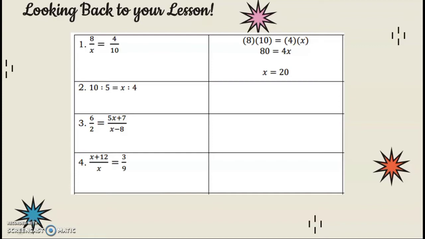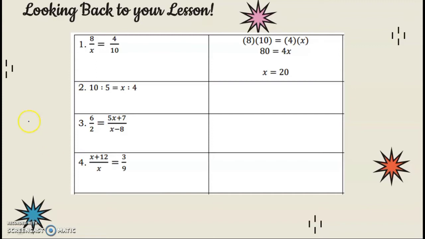So, number 1 has been done. Cross multiply lang naman yan. So, 8 times 10 is equal to 4 times x. And then, 80 equals 4x, so we divide both sides by 4. So, the answer of x is 20.